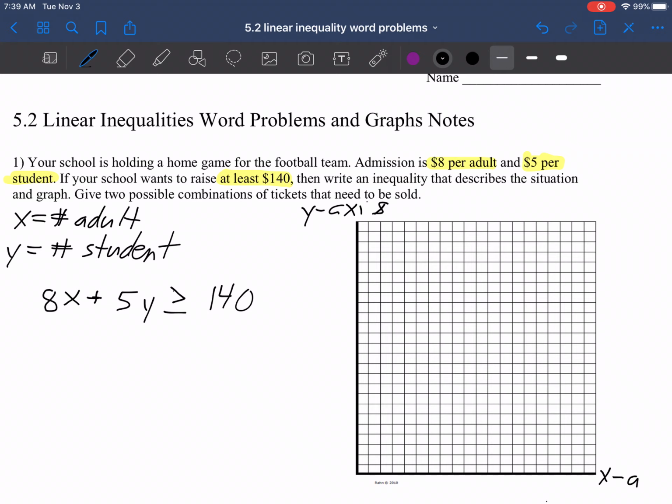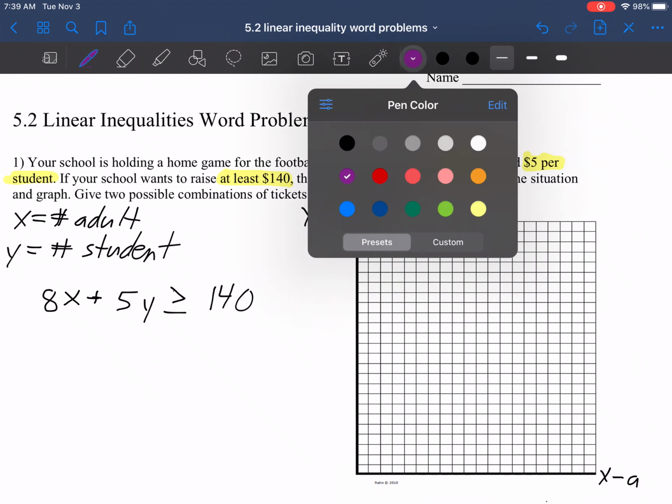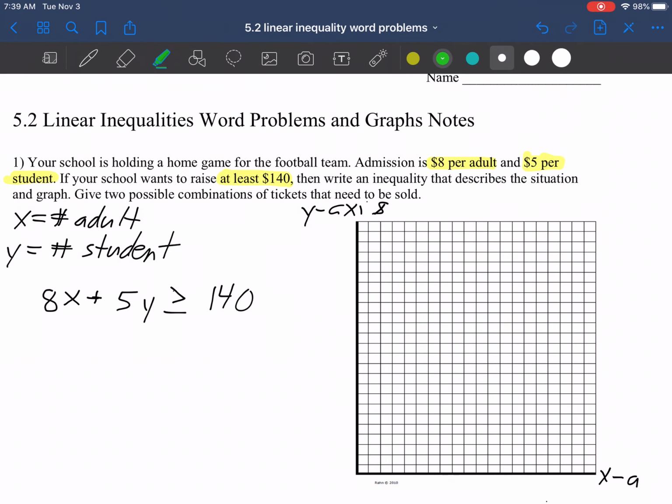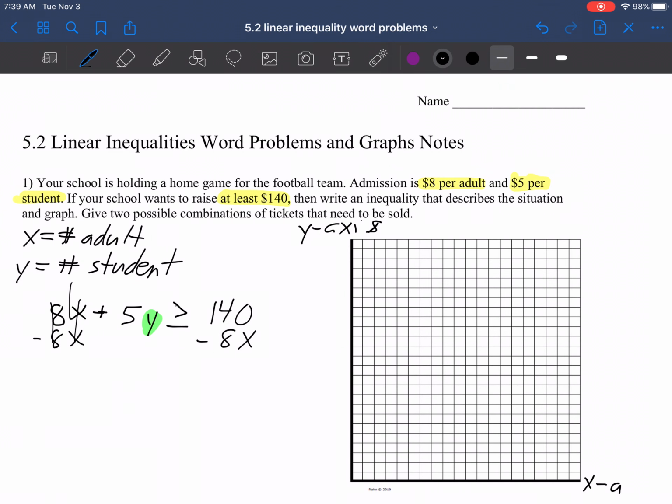From here, you guys should pretty much be able to take off with this problem based on what we did yesterday. And so I need you guys to solve this for the y value so that it is in slope-intercept form. So you guys now can go ahead, go try to isolate this y value right here and get it all by itself. And so I think you guys have the skill to do that. What you would do is subtract this 8x here, but that would make you subtract the 8x here. So now these are going to cancel. And that means that a 5y should be greater than or equal to a negative 8x plus 140.